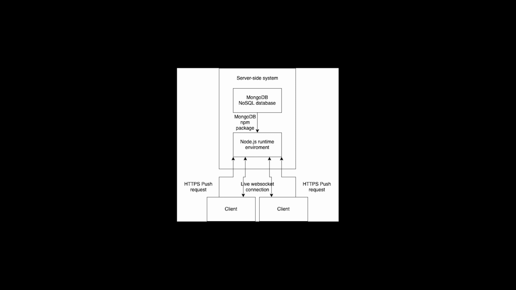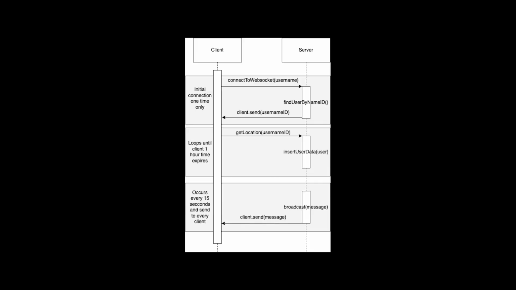The web application is a Node.js runtime environment which interfaces with a MongoDB database to store user location data. Users communicate to the Node.js runtime environment over API calls and WebSockets to update the map with their live location. The WebSocket works by sending an initial connection request to the server with a username entered by the user. The server then sends the client back their new username ID.